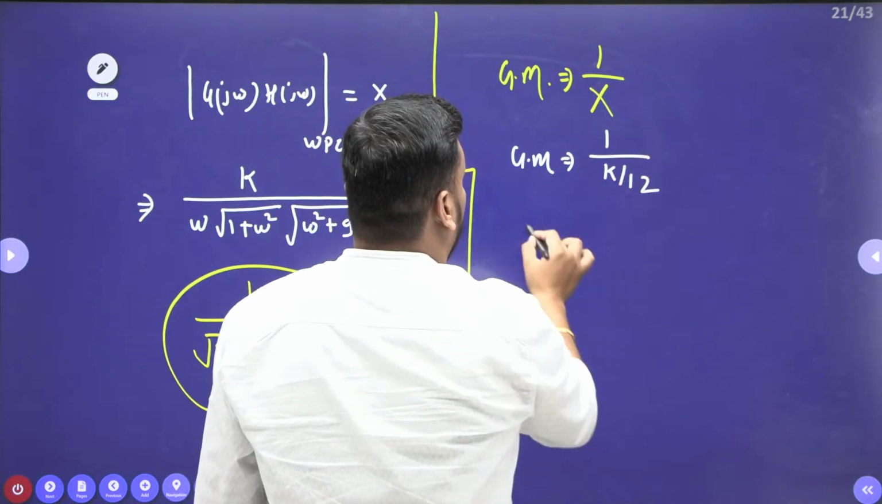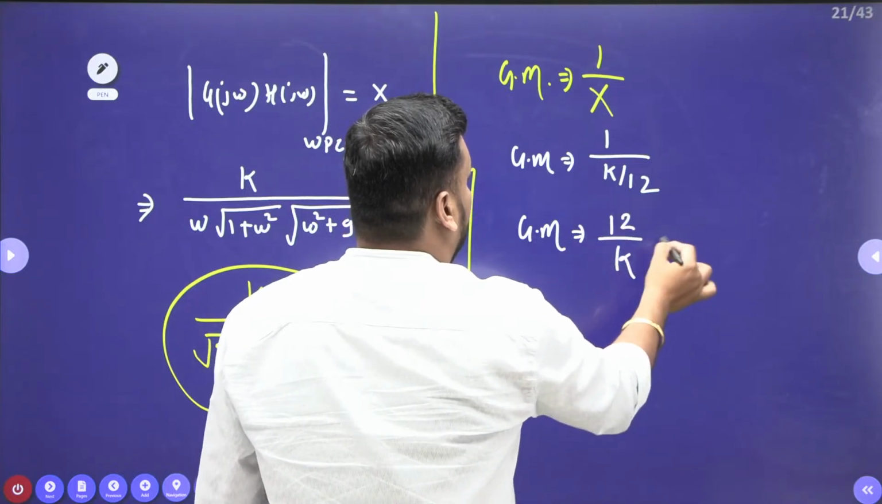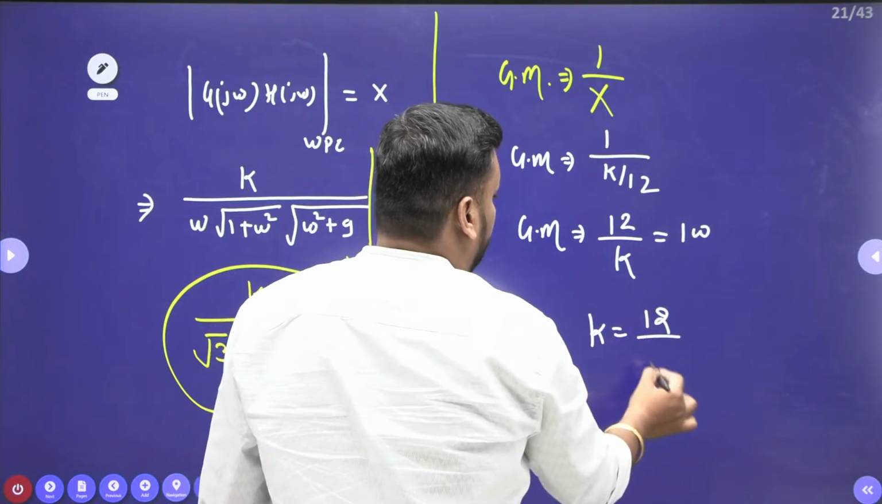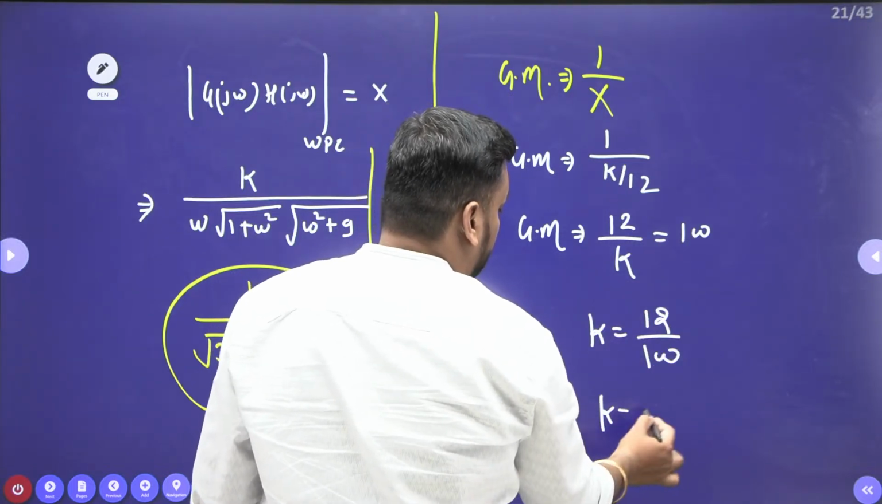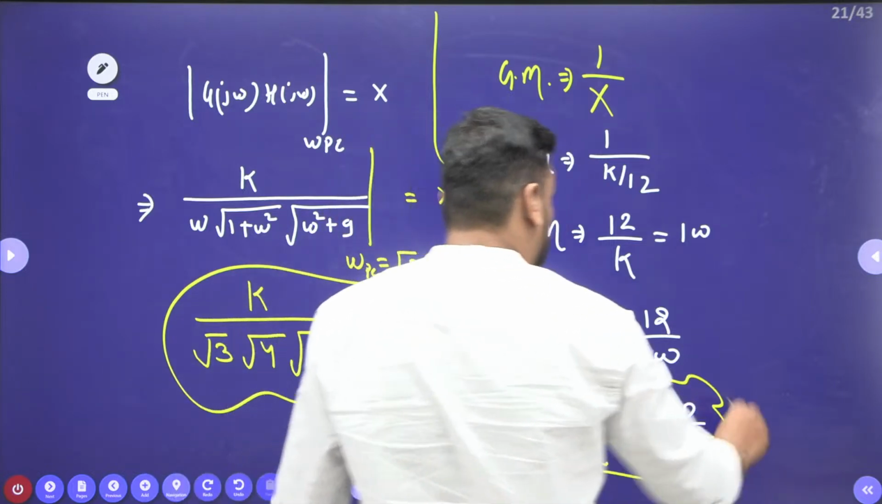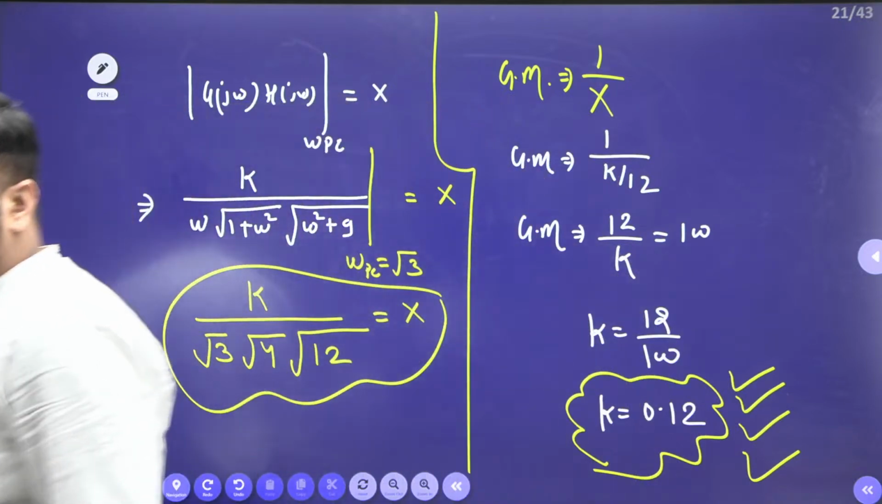What is the gain margin? The gain margin will be 12 upon K, and the gain margin is equal to 100. So it means the K value is 12 by 100, which is 0.12. So for this question, the correct answer is 0.12.